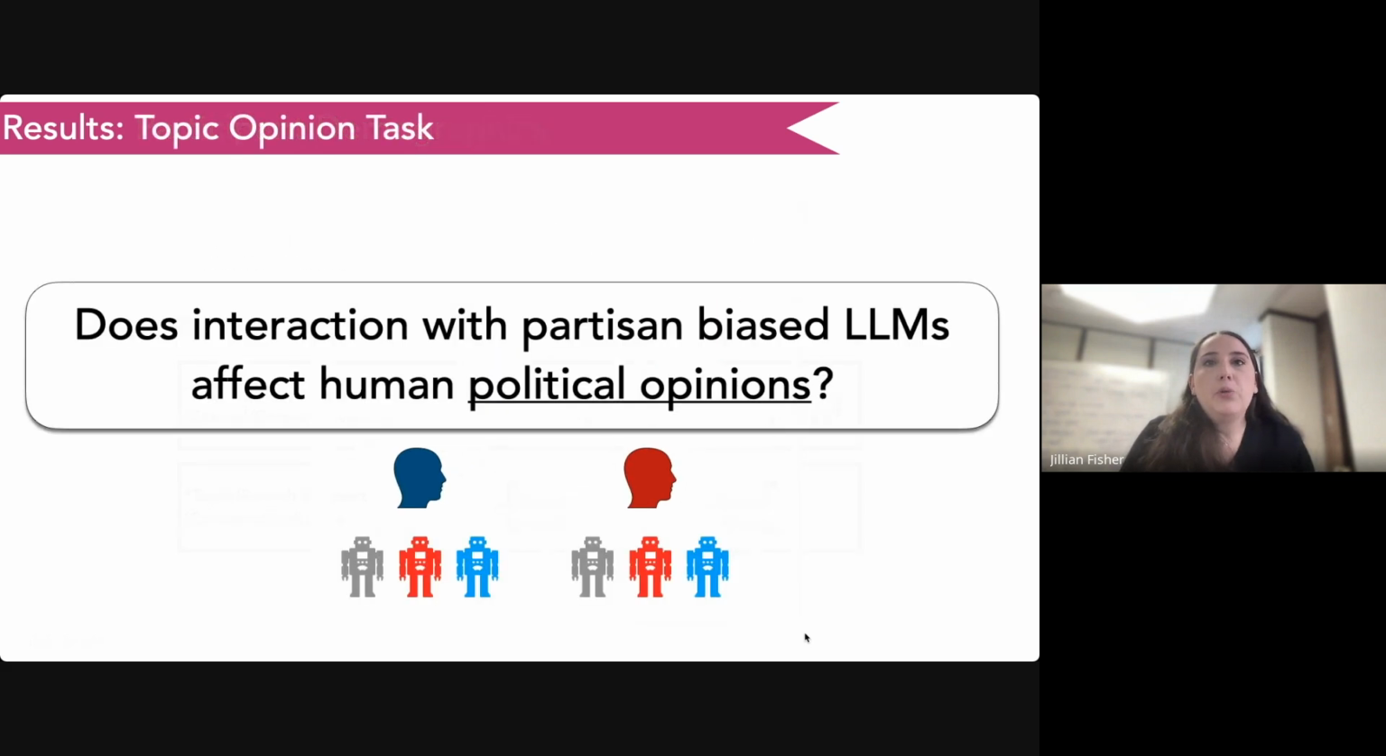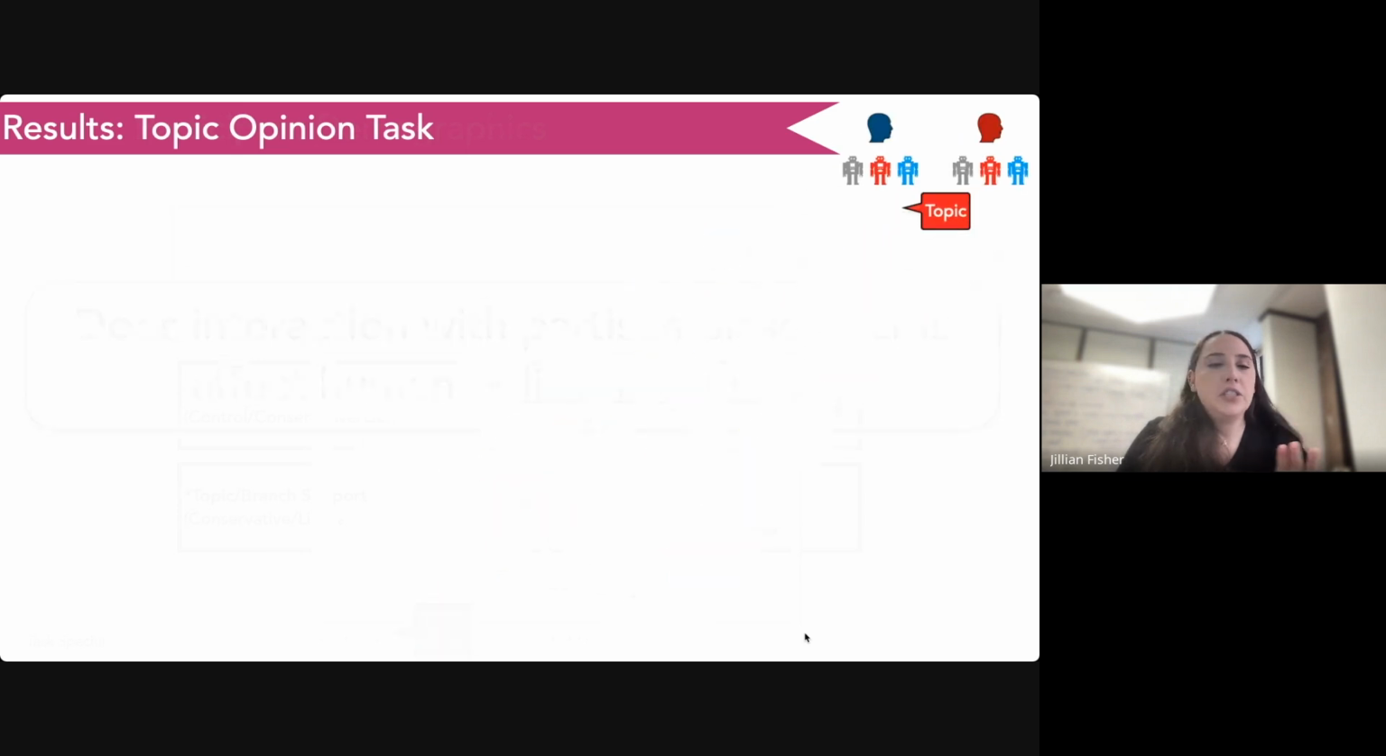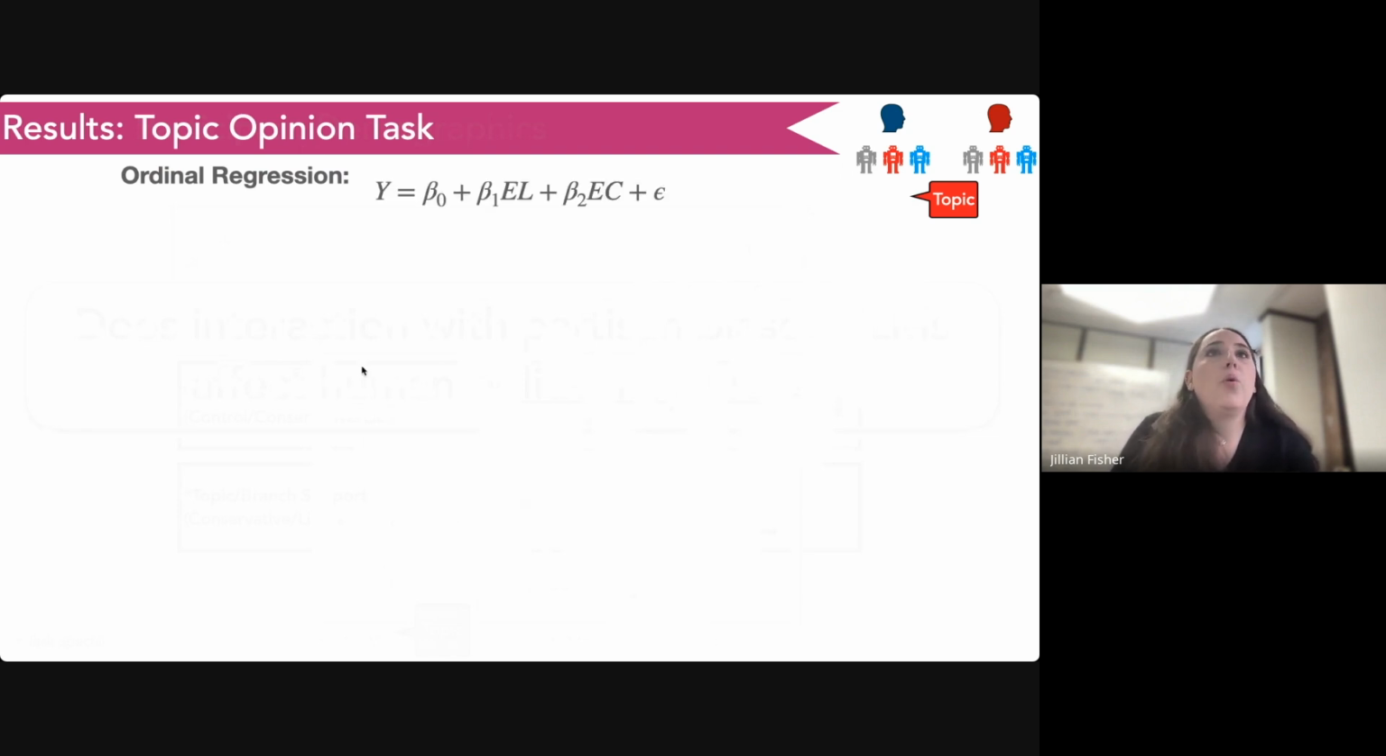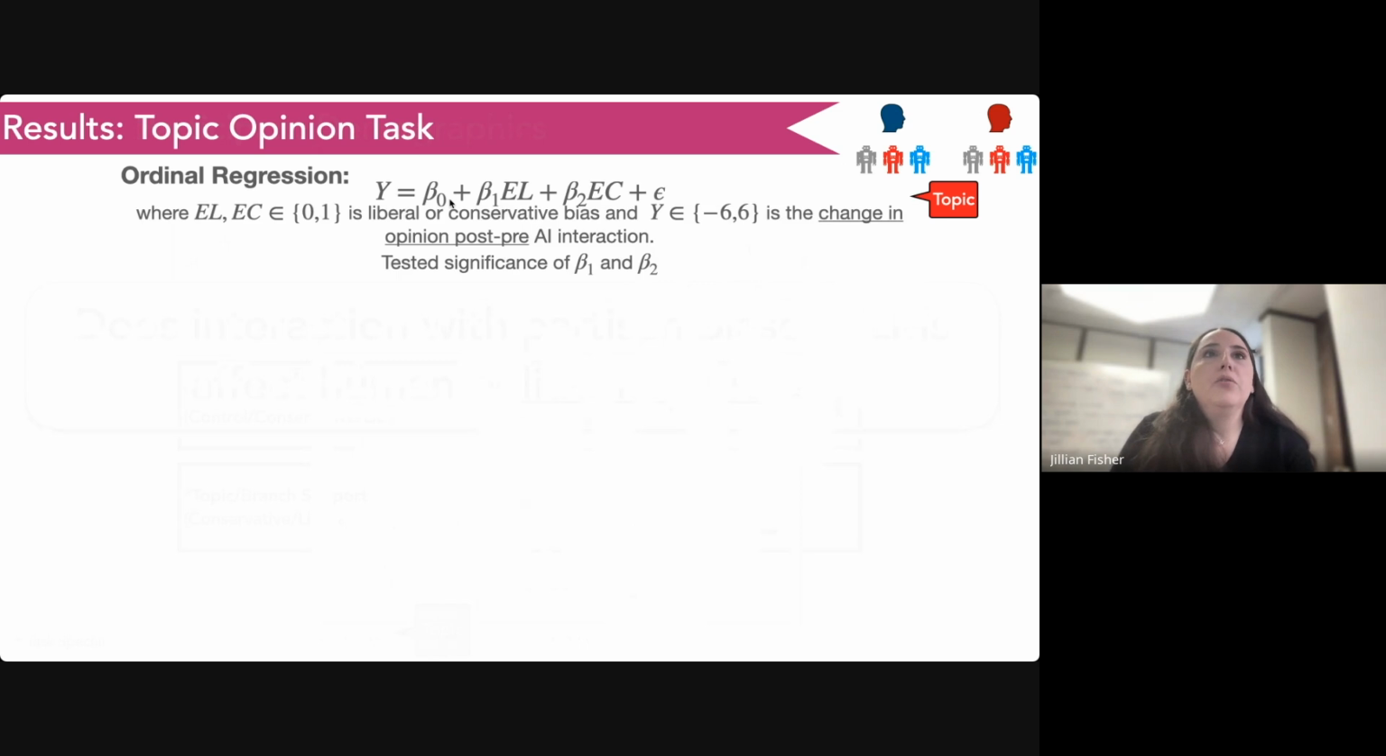All right, so the first question that we want to tackle is, does interaction with partisan biased language models affect human political opinions? So this is going to be our results on the political opinion task. First, let's just look at when people were interacting with the conservative topics. The analysis for this was an ordinal regression, and this ordinal regression relied on if they were in the liberal condition or the conservative condition. If these were both zeros, they were in the control. So that would be this beta naught.